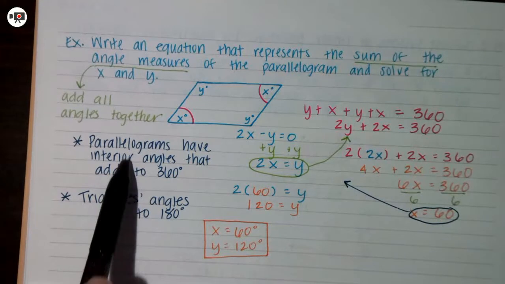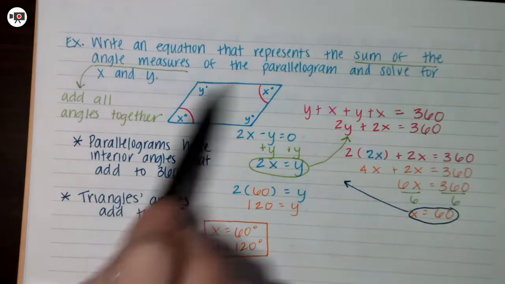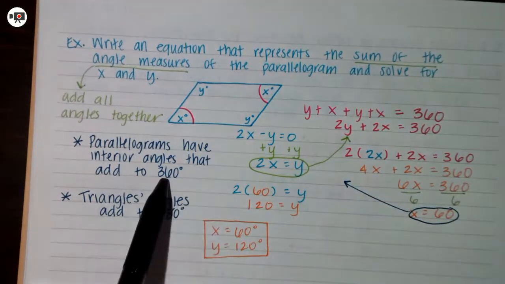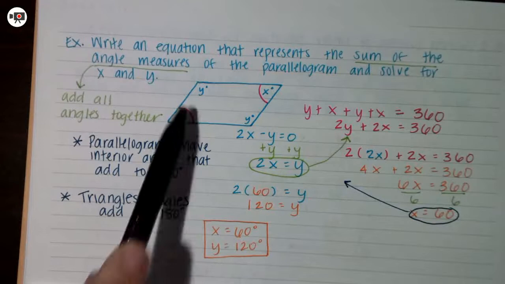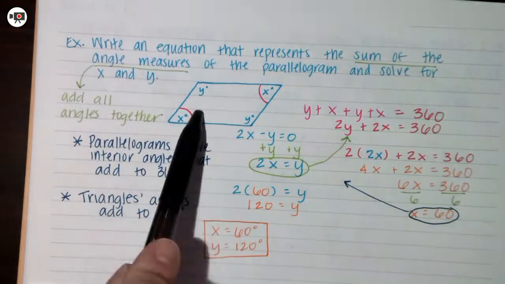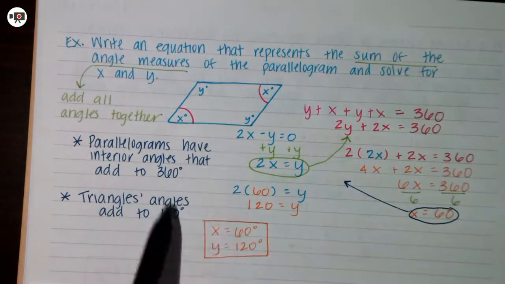We know that for parallelograms, the interior angles add to 360. For a triangle, the angles will add to 180 degrees. A quadrilateral can have 2 triangles inside, so it is twice that of a triangle.